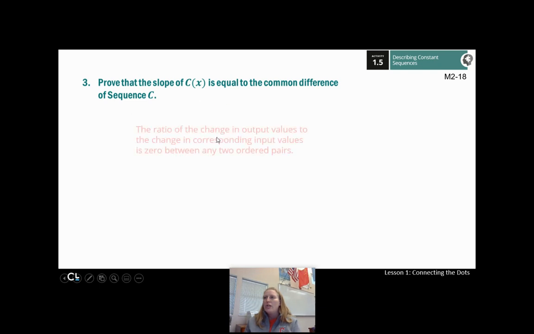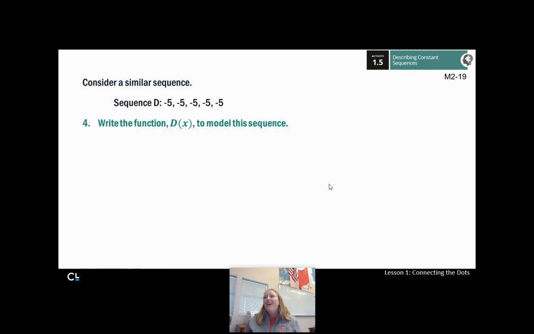So the ratio of the change in our output to the change in our input is 0, between any two ordered pairs that you pick. It doesn't matter. We're just pointing out that our rate of change is 0. Does that feel more complicated than it needed to be? Possibly. All right, I got another one.